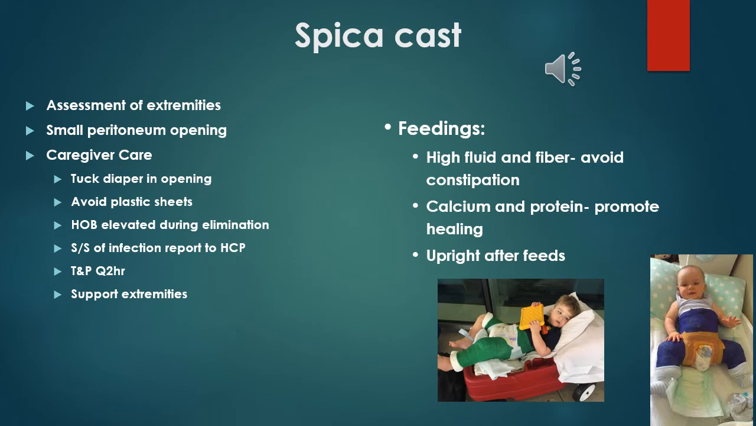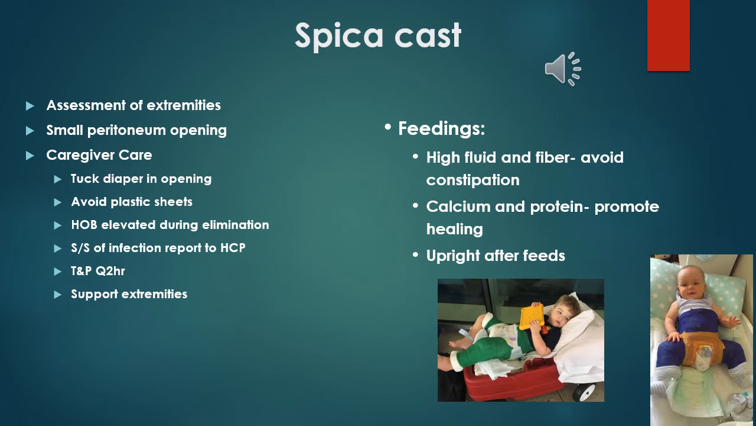Because the Spica cast actually covers like the entire lower half of the child's body with only a small perineum opening, management of the child's elimination can be challenging. There are precautionary measures for the child's caregiver that should be taught. The first is tucking of the disposable diaper underneath the cast edges of the perineum opening, and this is going to help prevent the cast from becoming soiled. Plastic sheets should be avoided, and the head of the bed needs to be elevated during elimination. And this is going to assist with feces and urine running down and away from the cast.